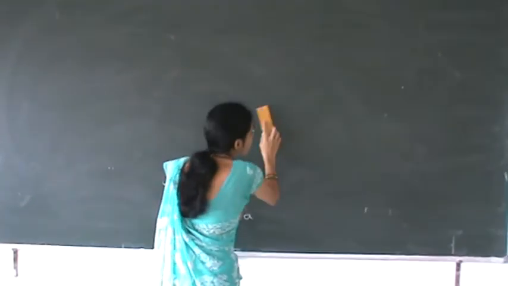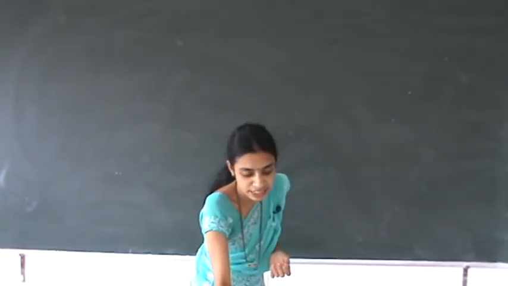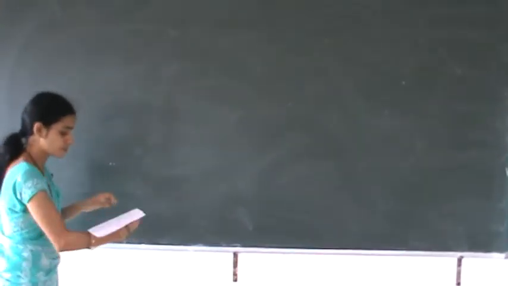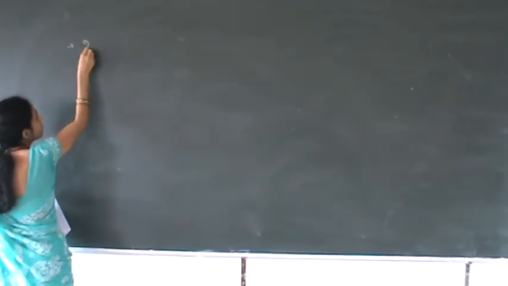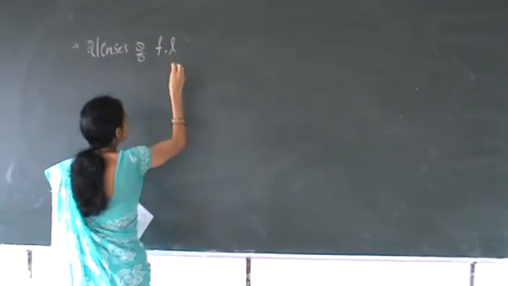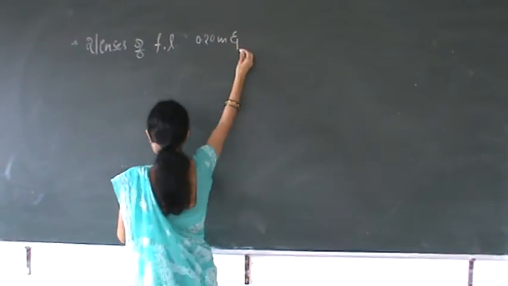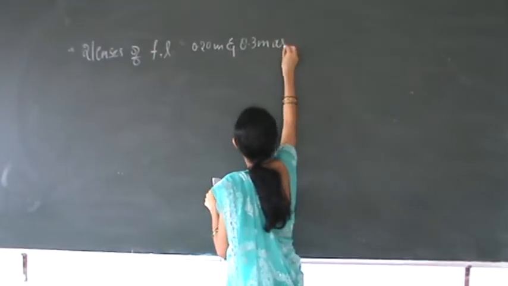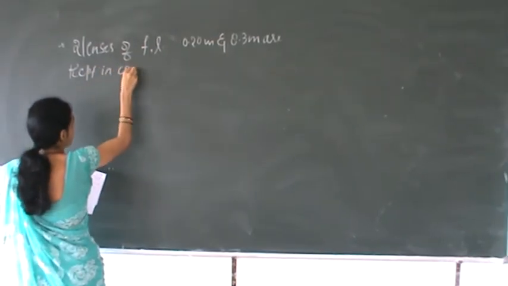That is on combination of two lenses when in contact, and also using the refractive index of the prism. Two lenses of focal length 0.2 meter and 0.3 meter are kept in contact.